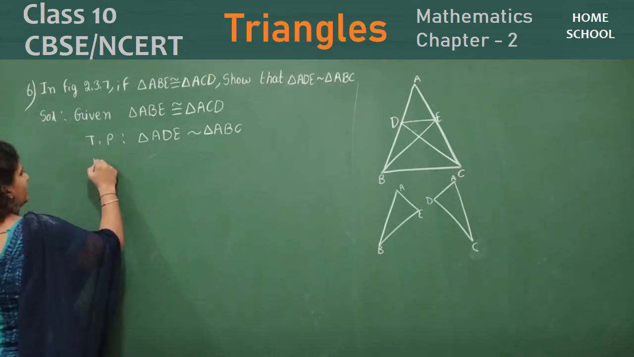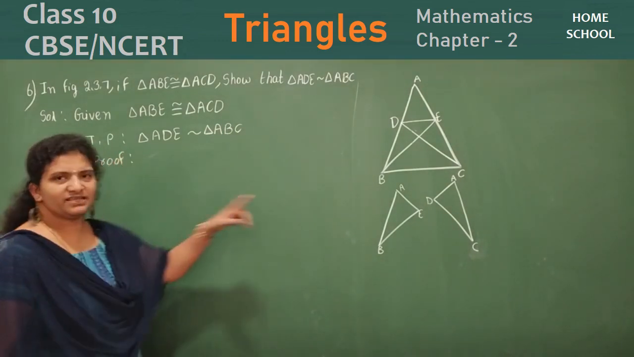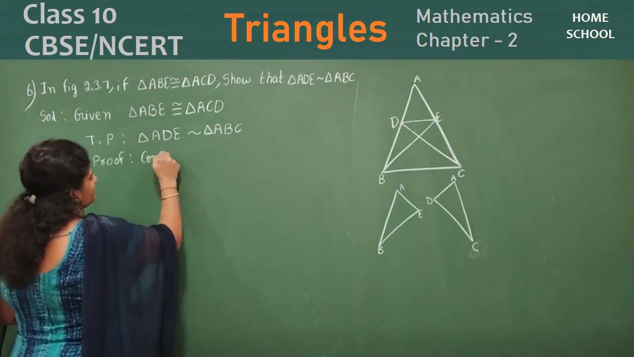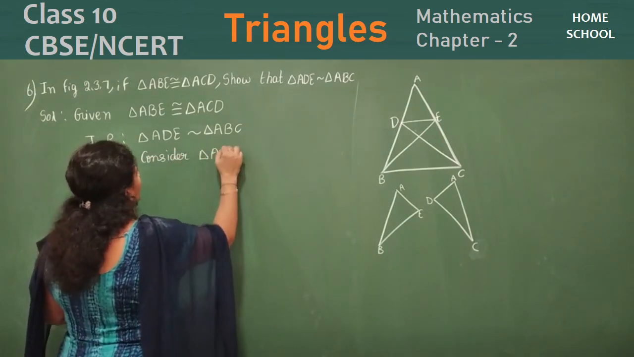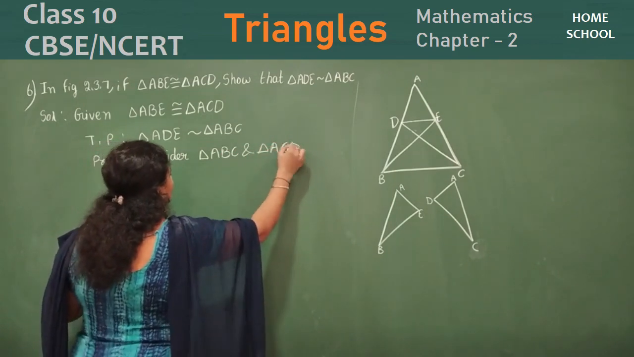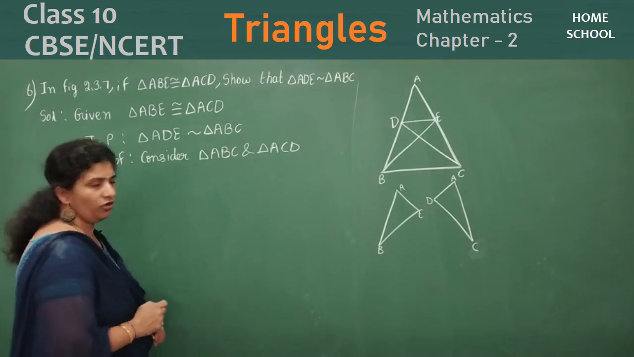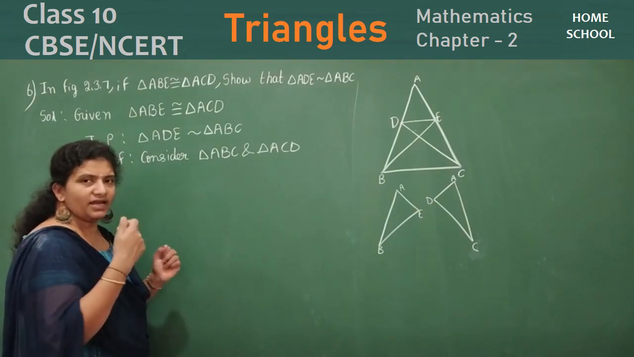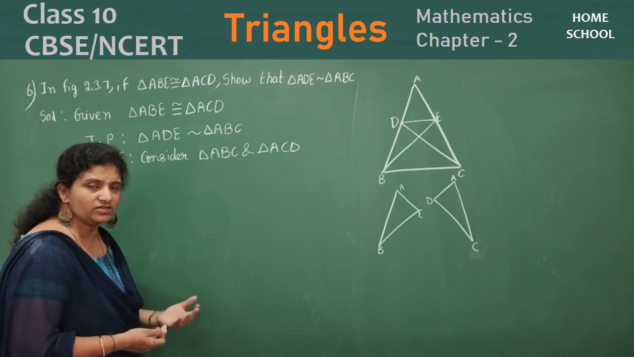So now let's start our proof. How do we start here? Consider the two triangles. What are the given two triangles? Consider triangle ABE and triangle ACD. They have given that these two triangles are congruent. So what can I say here? I can compare their sides. Corresponding sides are in proportion, or their angles are also equal, I can write.